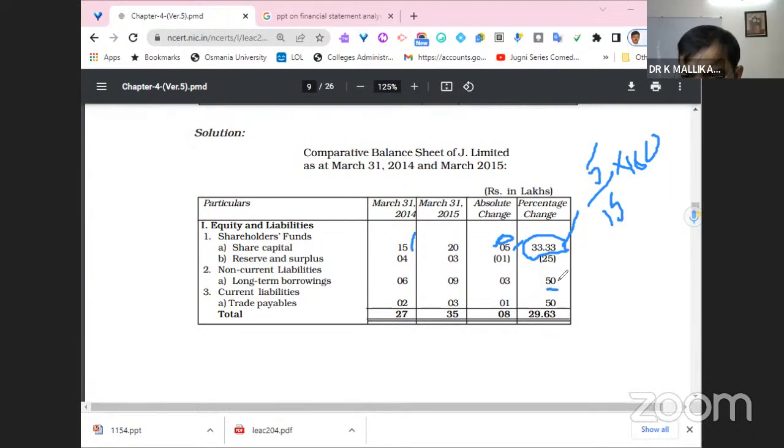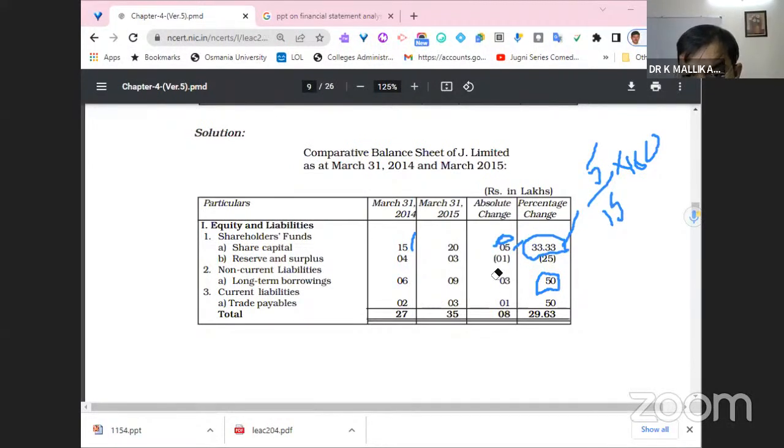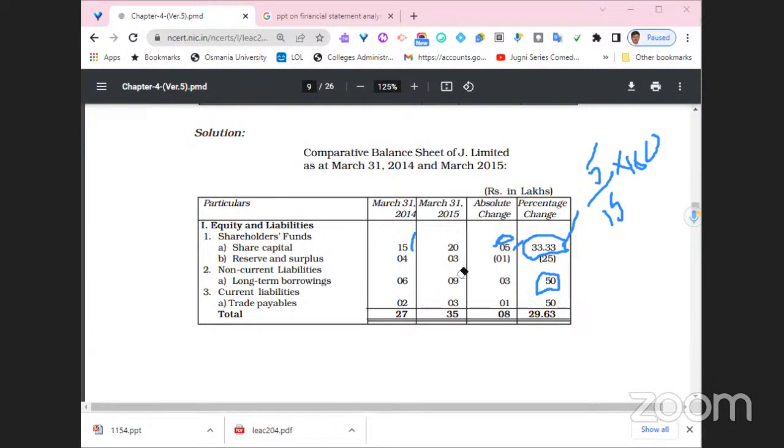ఇది how is it 50%? ఇది ఎట్లా వచ్చింది? 9 divided by 6 into 100, sir. 3 divided by 6. Yeah, sir. 3 divided by 6 into 100. అంటే 1 by 2 into 100. 1 by 2 nothing but the 50%.